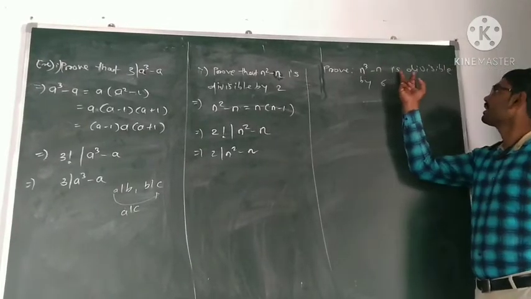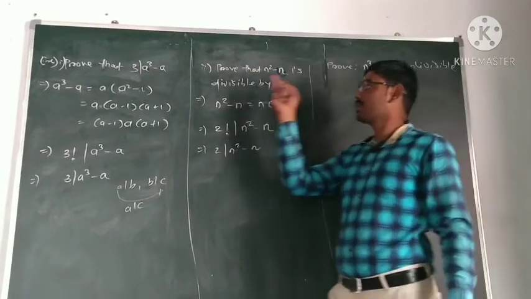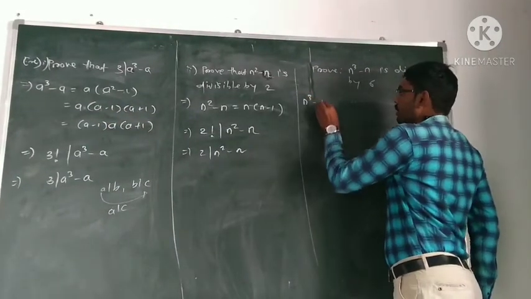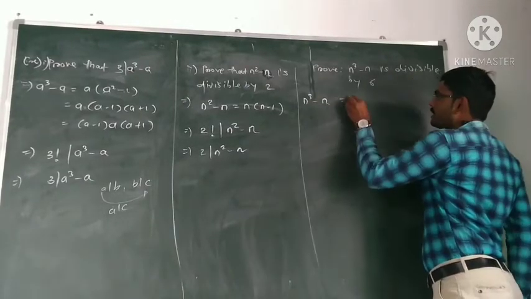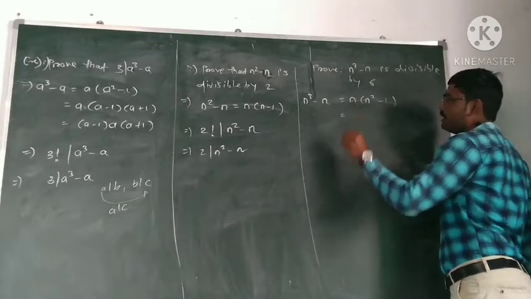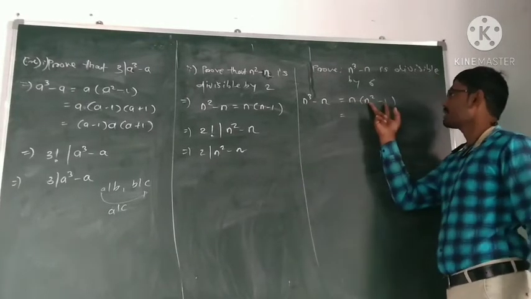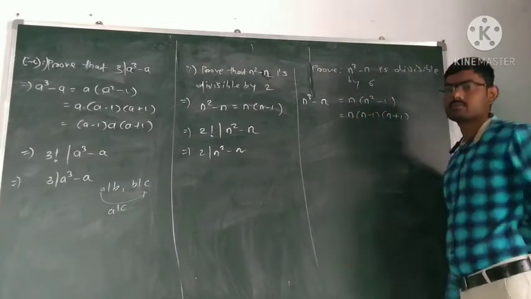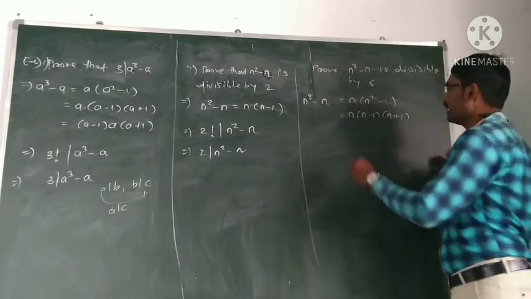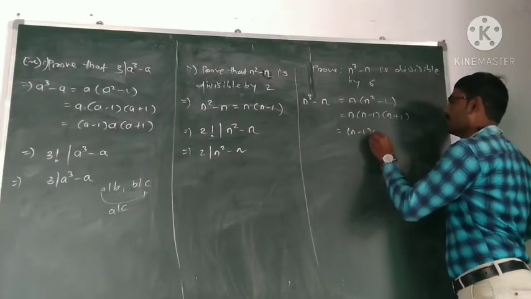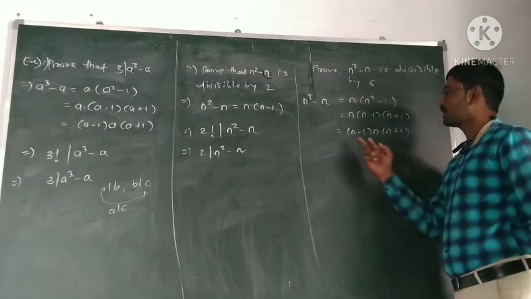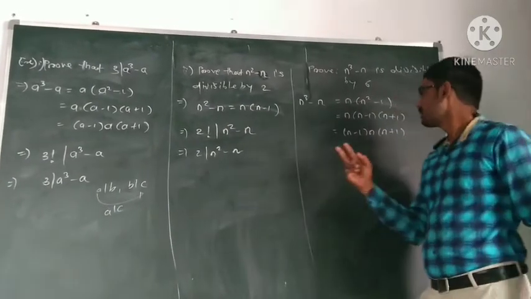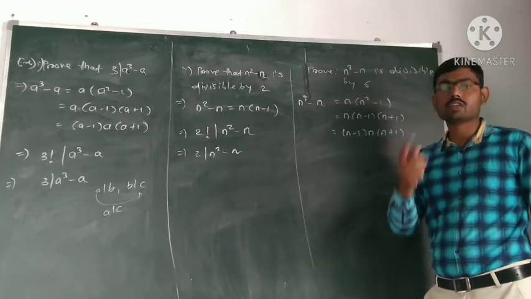Again, now the third example. Prove that n cube minus n is divisible by 6. This example is very similar to the earlier example, but we will again prove it. Okay. Now, we know n cube minus n is equal to n common, so n into n square minus 1. Again, here it is n square minus 1, so we can write this as n minus 1 into n plus 1. So n into n minus 1 into n plus 1. So see, n minus 1, n, n plus 1 is a product of 3 consecutive integers. So this number is divisible by 3 factorial.